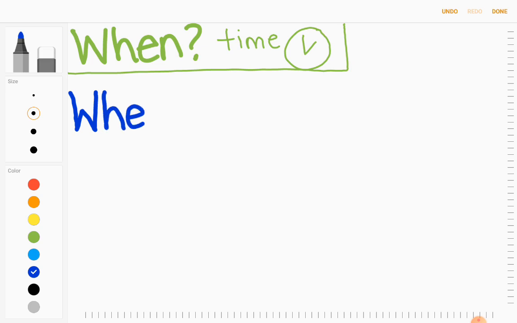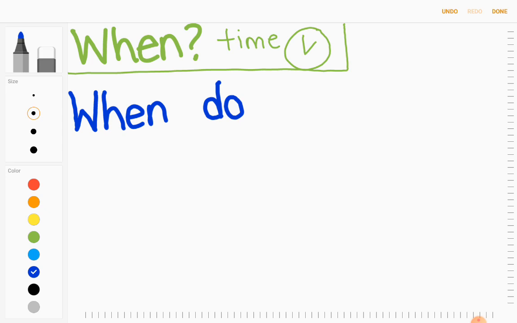H. E. N. When. Next word, do. This is a sight word. D. O. It's a sight word because we know D says D and O says aw. So we would think this would say daw, but it actually says do. So that's a sight word. We just have to remember it.